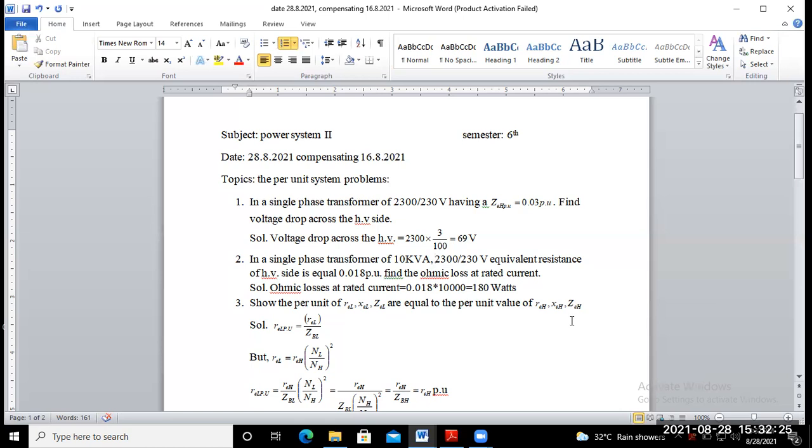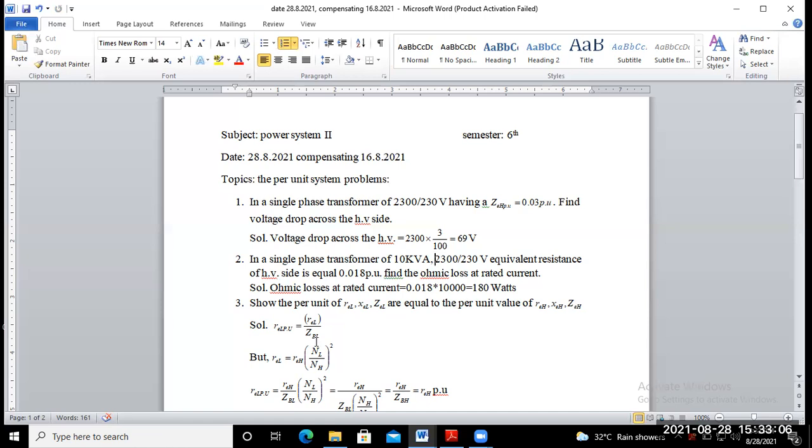So we want to prove here that the equivalent resistance of the low voltage side and the equivalent impedance on the low voltage side and high voltage side are equal. So we try to prove this one. As we know, REL in per unit is equal to nothing but REL, that means in ohm, divided by the base value on the low voltage side.